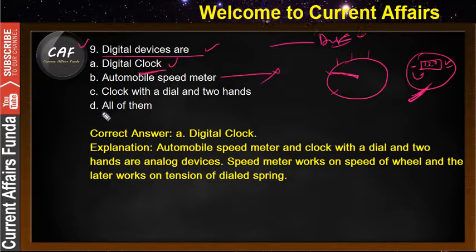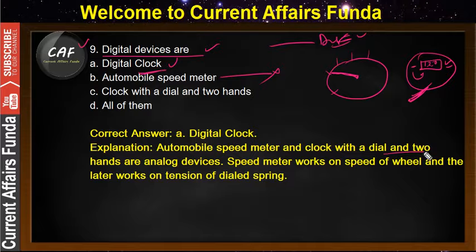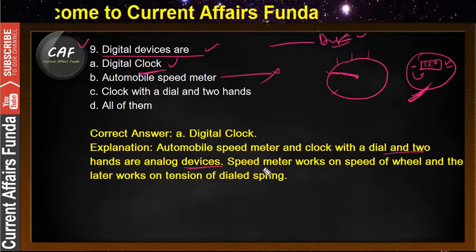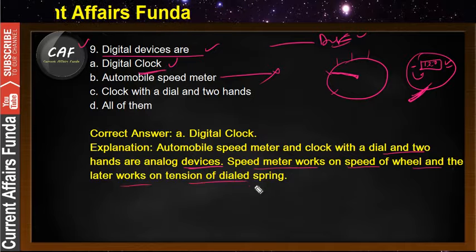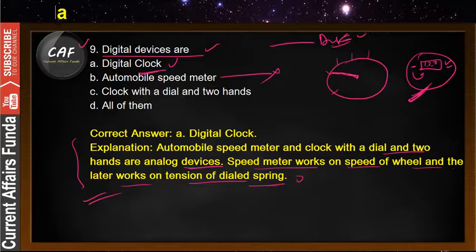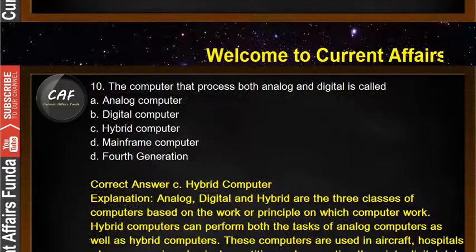Okay, and the automobile speedometer and a clock with a dial and two hands are analog devices. The speedometer works on the speed of the wheel and the latter works on the tension of a dial spring. And kindly keep writing down this explanation from here. So the digital device, basically, is the digital clock. Okay, now guys, let's move to problem number 10.